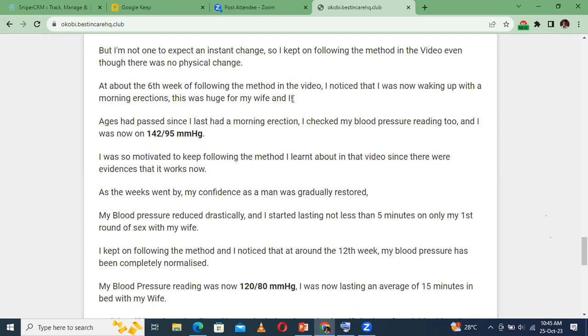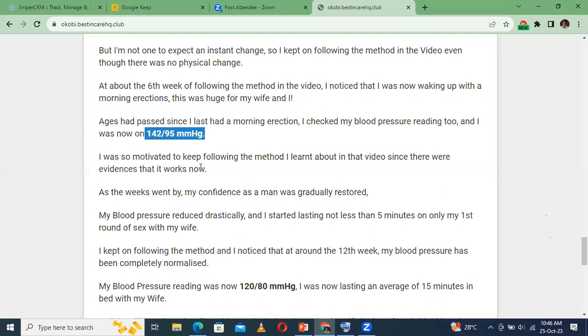So it's just to show that it is gradual. It's not something that works instantly. That's why I said here that he started having morning erections, to show that it's a gradual thing, not that he used it, his blood pressure dropped and he started performing in bed again. So at about the 6th week of following the method in this video, I noticed that I was now waking up with morning erections. I made a mistake here. This was huge for my wife and I. Ages had passed since I last had a morning erection. I checked my blood pressure reading too, and it was now 142/95 mmHg. This is a low blood pressure reading. That is why I added it.